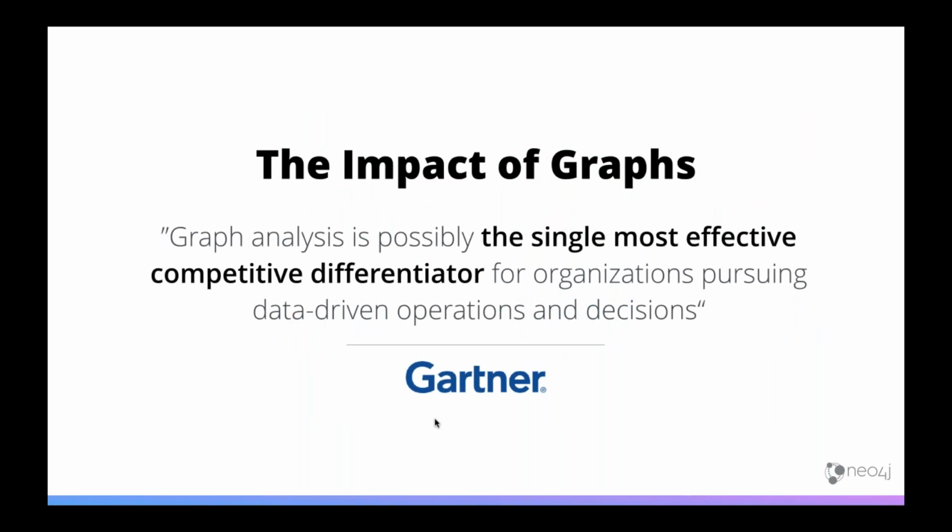And one of the quotes we enjoy from Gartner is this idea that graph analysis is probably the single most effective competitive differentiator for companies and organizations. And what it ultimately boils down to is a choice in technology and a choice in how you look at your data. That echoes the idea that you do have a choice in how you look at and structure your systems, your technologies, and your data, and doing so in a way that mimics the real world just allows you to be that much more agile.